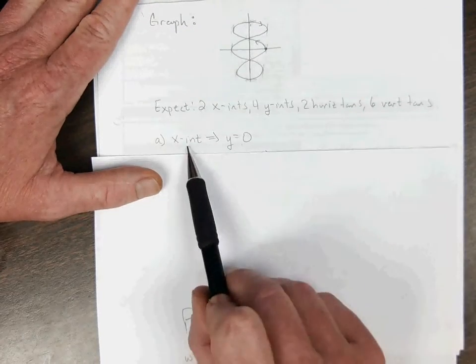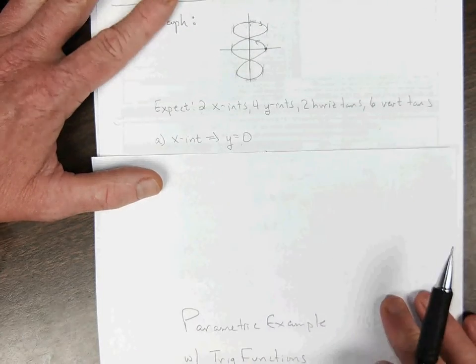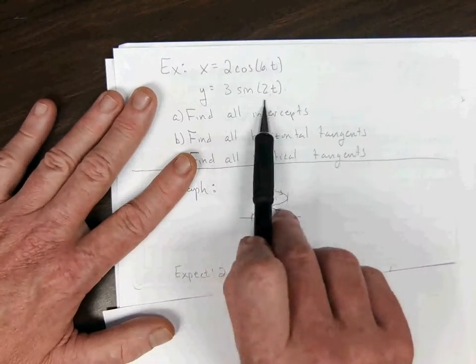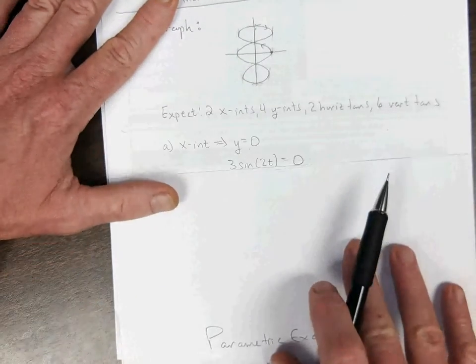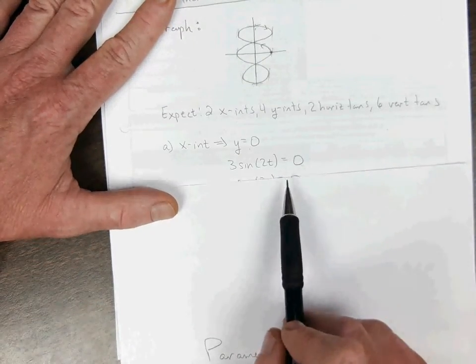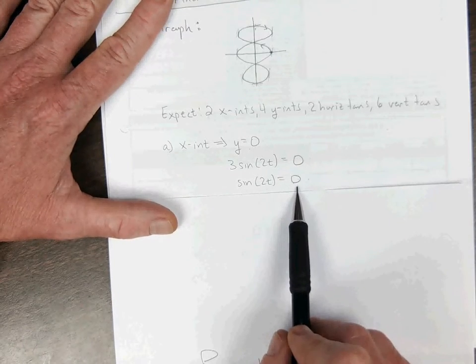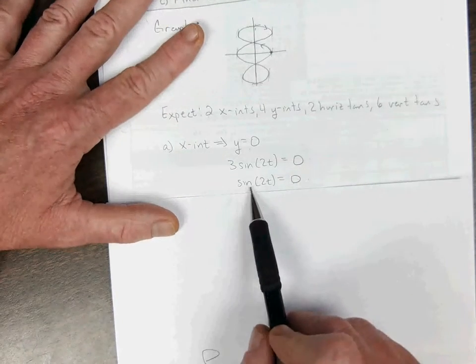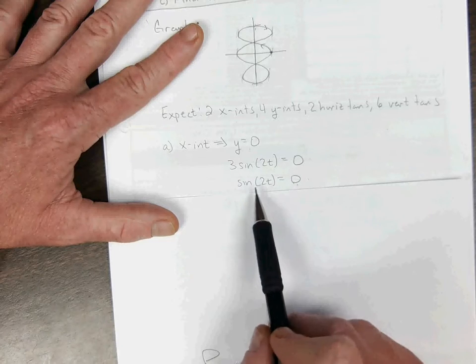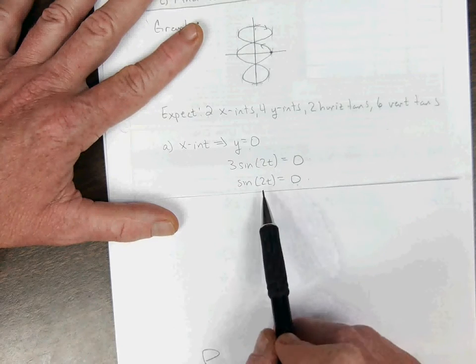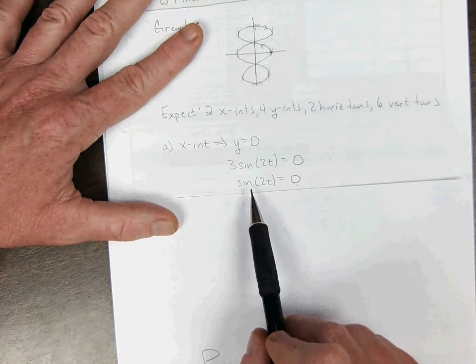So for x-intercepts, remember we're setting y equal to 0. So we take our equation for y. There's no calculus here. Take our equation for y and set it equal to 0. Divide by 3 to get sine 2t equals 0. So you ask where the sine is equal to 0. That's at 0 and pi.